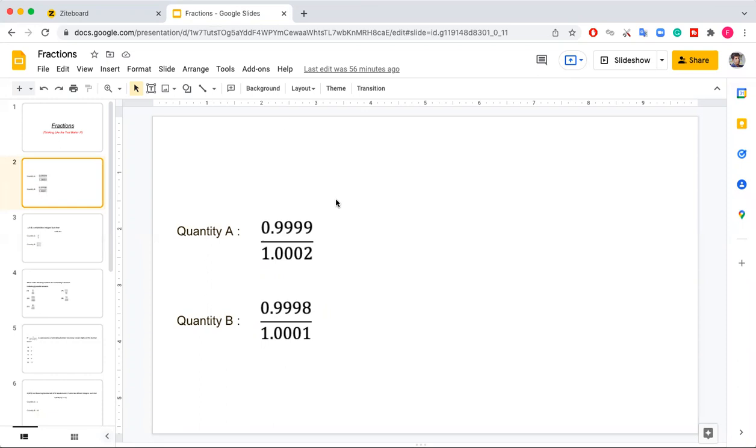Okay, so first, what's the answer of this question? Any answer? Probably quantity B is greater. Quantity B. Okay, so one answer is quantity B. Any other answer?